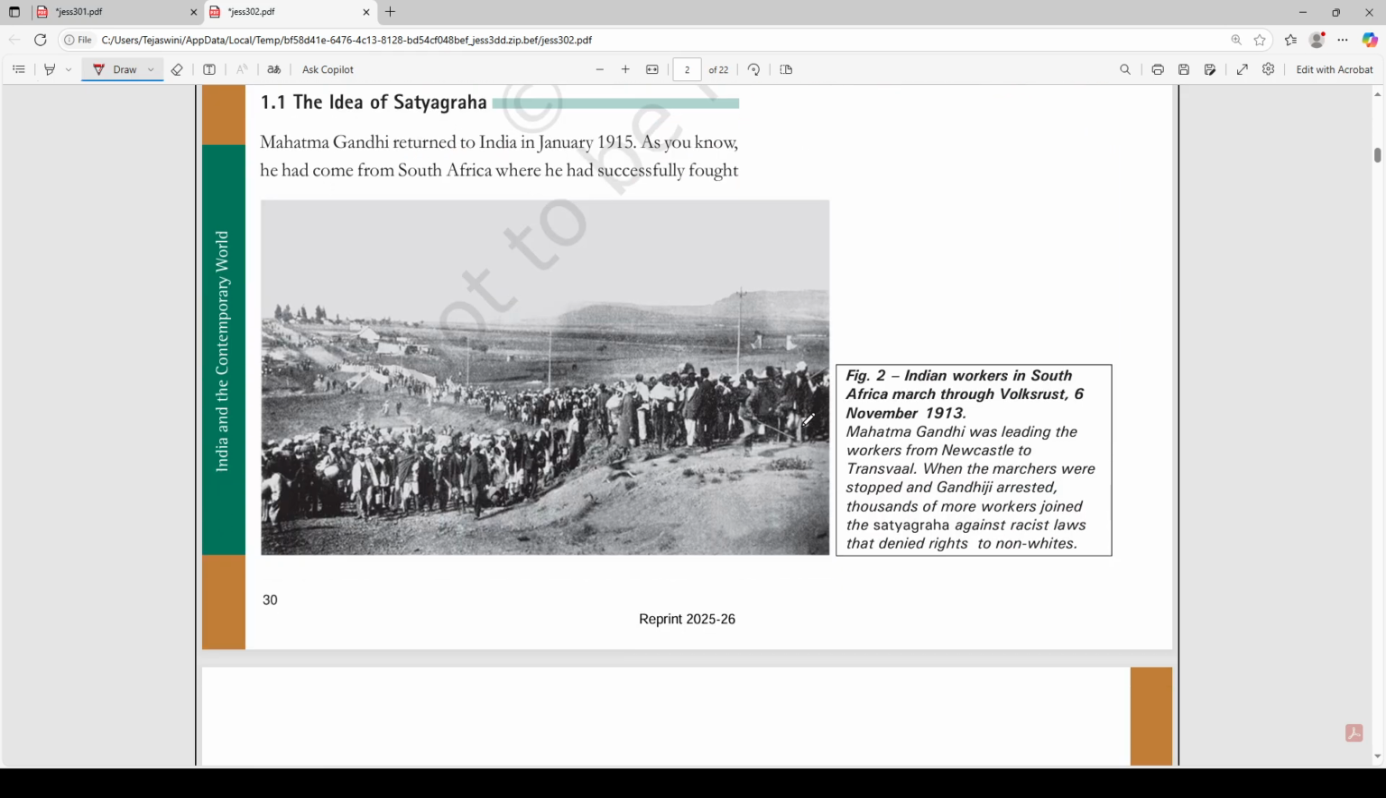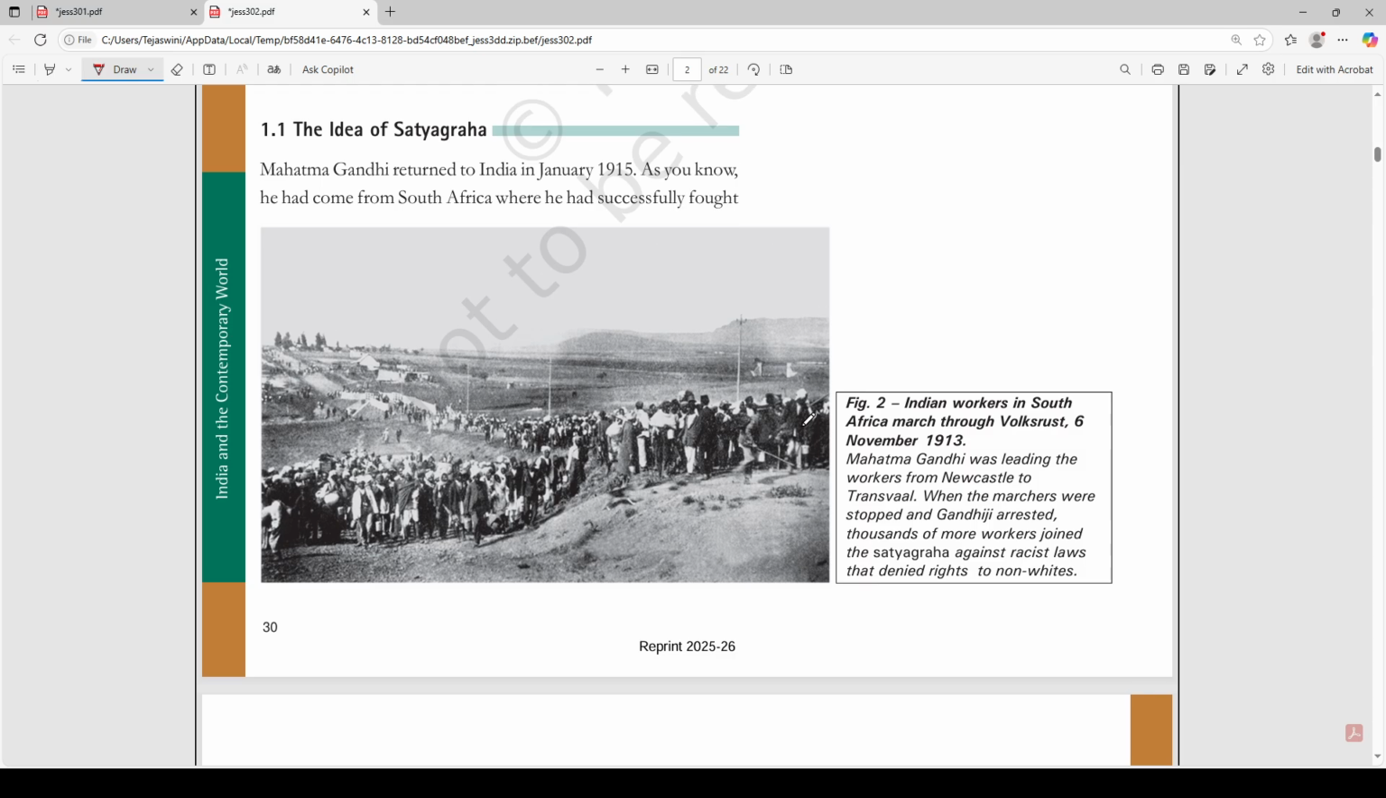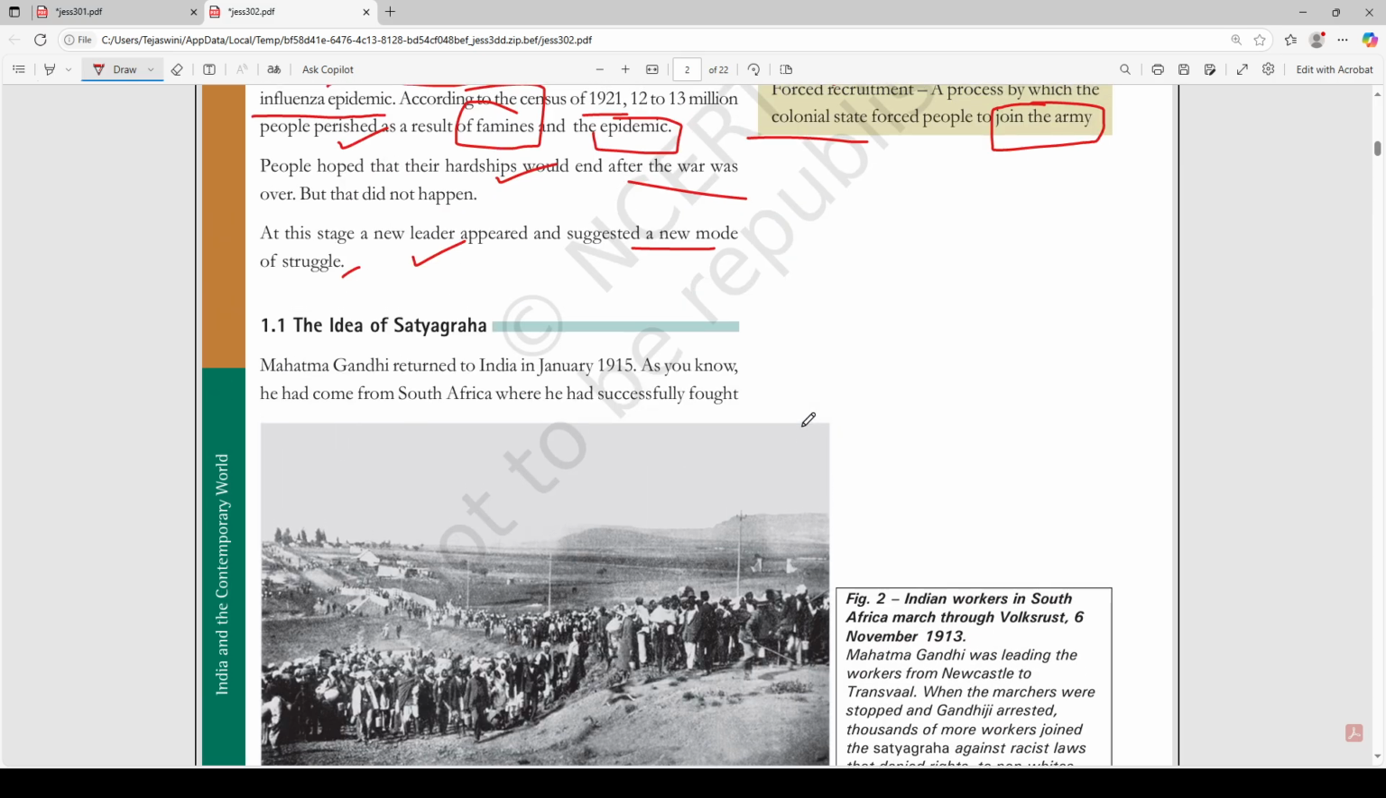The introduction parts are quite important. Just go through it and try to understand it.